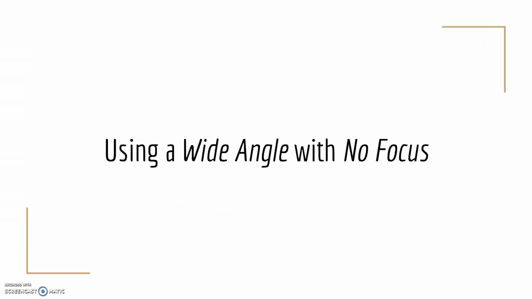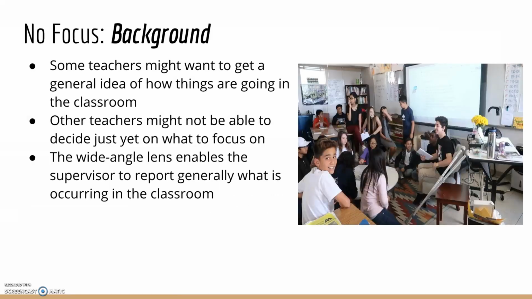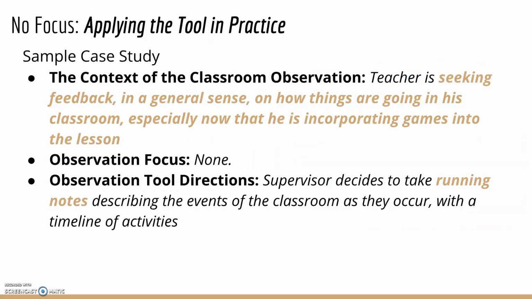Next, we have using a wide angle with no focus. Some teachers might want to get a general idea of how things are going in their classroom. Other teachers might not know what they want to focus on yet. So the wide-angle lens enables the supervisor or the observer to report generally what is occurring in the classroom. The sample case study presented in this chapter presents a teacher who is seeking feedback in a general sense on how things are going in his classroom, especially now that he is incorporating games into the lesson.